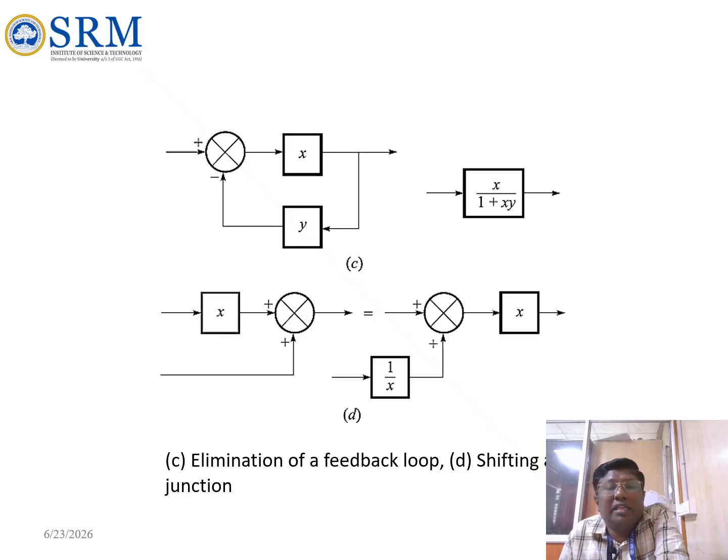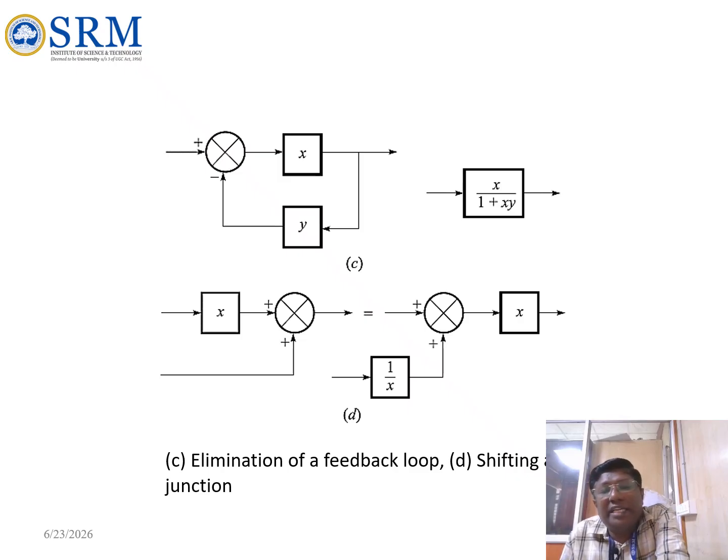Now, elimination of the feedback loop. Suppose we want to eliminate this component, how do we do it? This is the plus. Coming from the summing point you are getting x, and the output signal y is fed back with a minus 1. If it looks like that, the result is x by 1 plus xy. So you will be getting the output here as x divided by 1 plus xy.